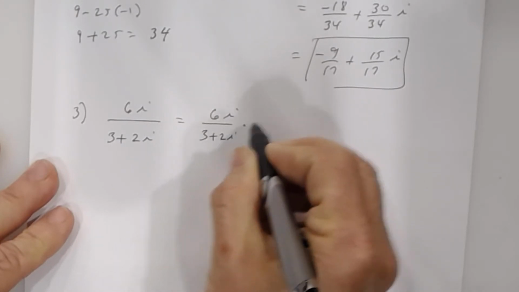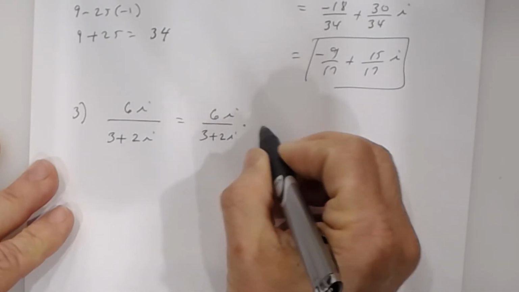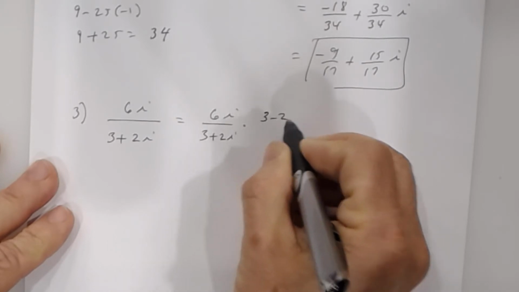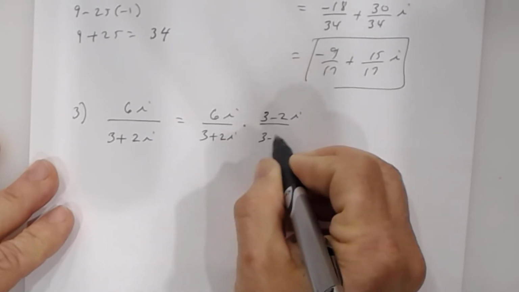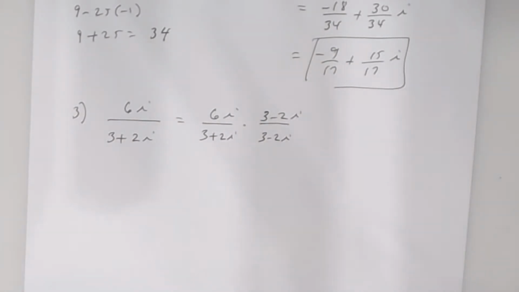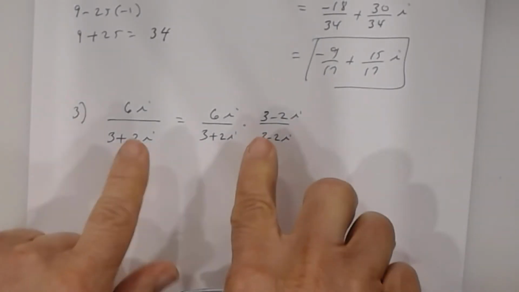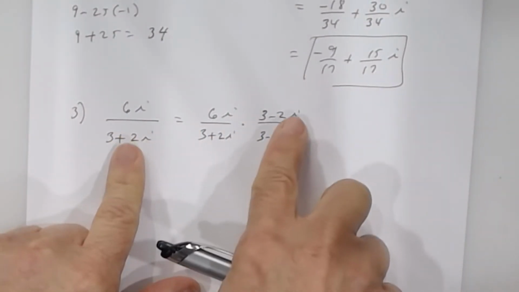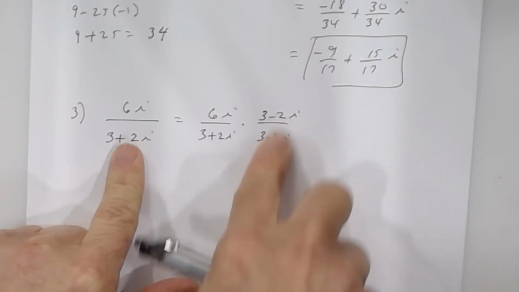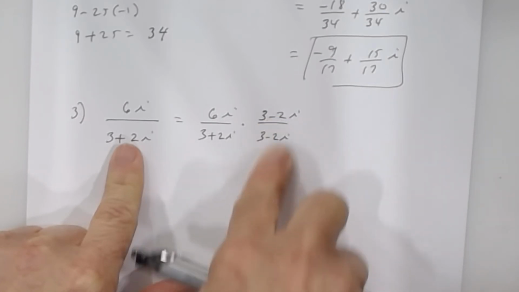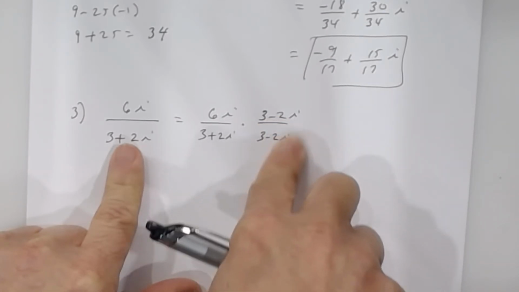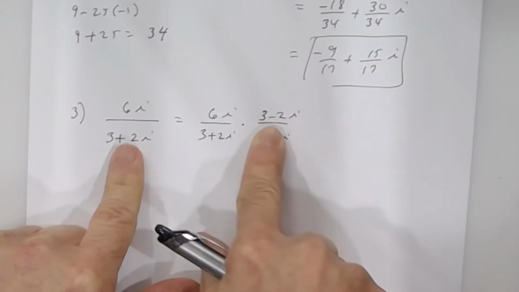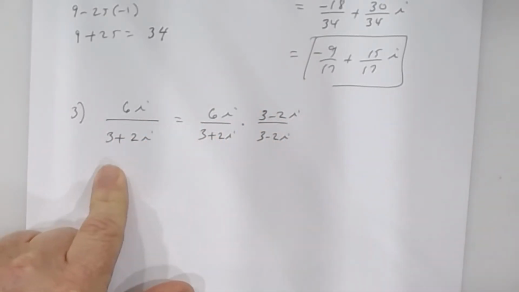All right, so you're going to say times 3 minus 2i in the numerator, and then 3 minus 2i in the denominator. So what you do to the numerator, you have to do to the denominator. Those are still equal to each other. See those two expressions here? They're equal to each other because anything divided by itself is what number? 1. That's a 1 right here. 1 times this is still this.